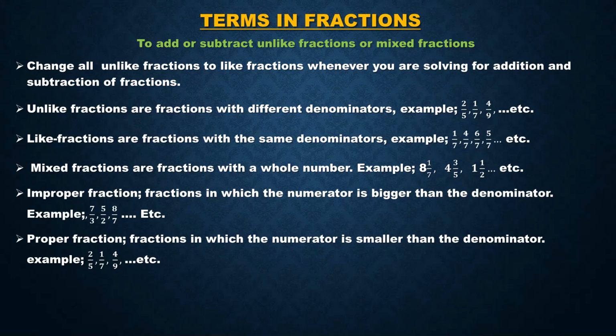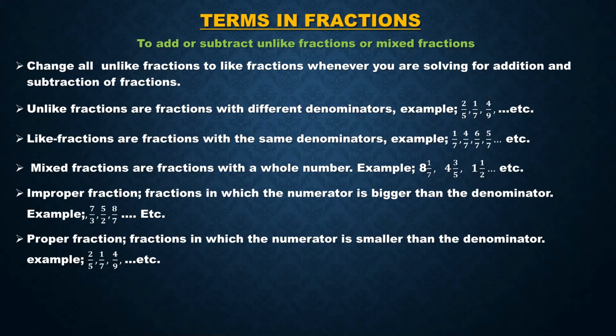Improper fractions are fractions in which the numerator is bigger than the denominator. So these fractions are not normal, okay? The numerator is always bigger than the denominator. So we have 7 out of 3, 5 out of 2, 8 out of 7. The numerators are always bigger than the denominators. So these are also examples of improper fractions.